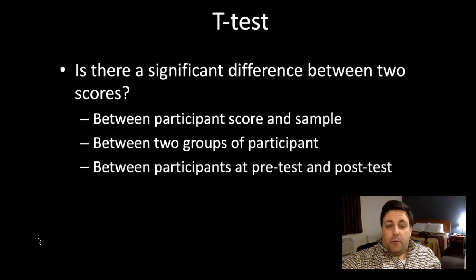And then for the third bullet point, we could look at the difference between pre-test scores of participants and post-test scores. So maybe we have a group of people who are all participating in a group therapy for depression. We could assess their depression at pre-test, we could assess their depression at post-test, and we could ask the data if there's a significant difference between those two scores. And hopefully there is, which would mean that the treatment helped this particular group of people.